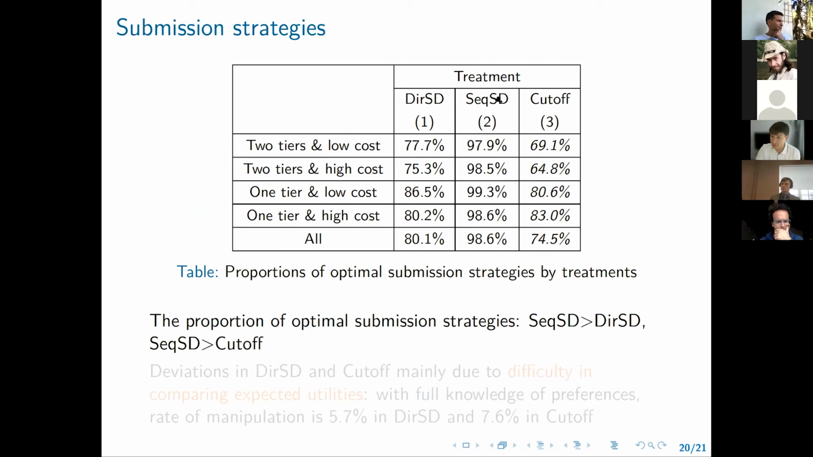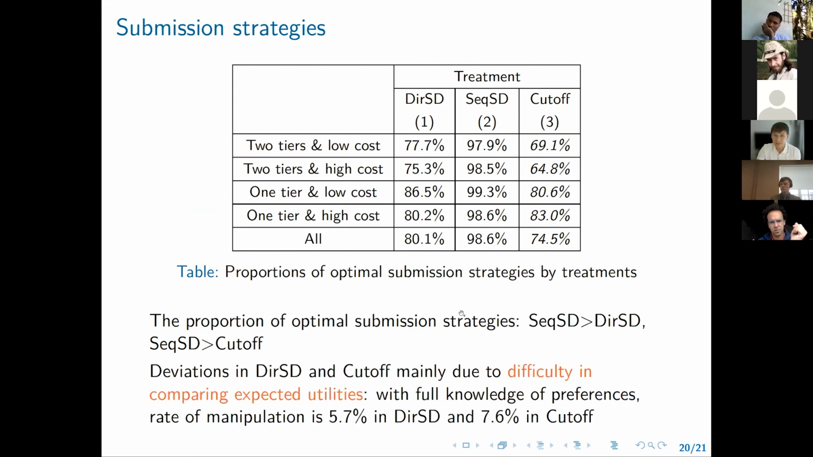under the sequential serial dictatorship mechanism, and only 80% under the direct serial dictatorship. So now we can ask whether it's driven by obvious strategy-proofness, Li's argument, or by the fact that for the direct serial dictatorship, you need to understand that unsearched universities are placed in between the searched ones. And actually, this is true. Most of the deviations come from difficulty in comparing expected utilities, because violations of knowledge are very low in the direct mechanism, still fewer than in the sequential one, but the biggest deviation comes from this difficulty in comparing expected utilities.